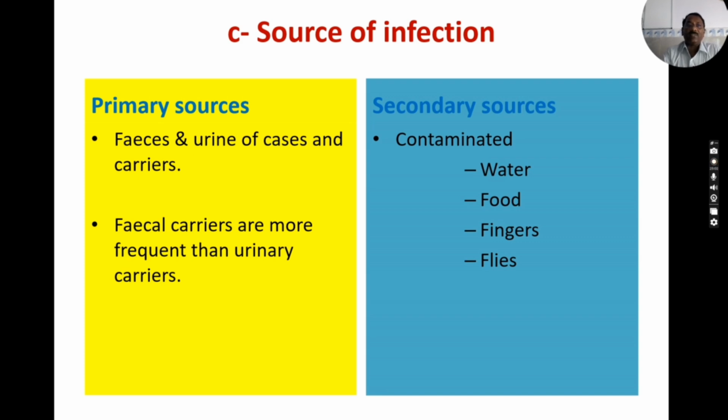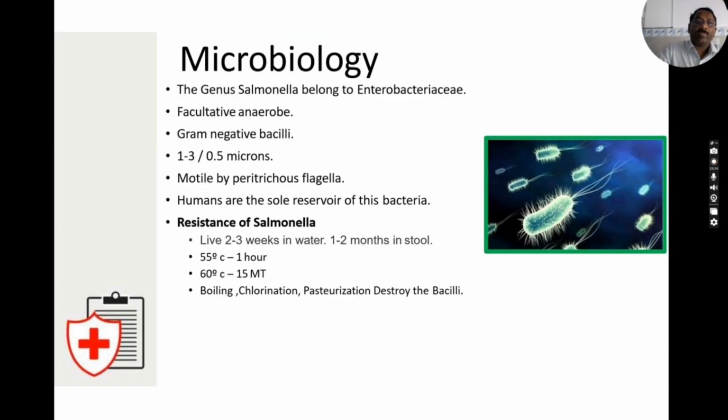So this is the source of the infection, the primary sources and the secondary sources. The primary source is the feces and the urine of the cases and the carriers. So both the case in the acute phase or the carrier, maybe the temporary carrier or the chronic carrier, shed the bacilli in the feces and the urine. That's how it's a primary source. Fecal carriers are more frequent than urinary carriers. And secondary sources are contaminated water, food, fingers, flies.